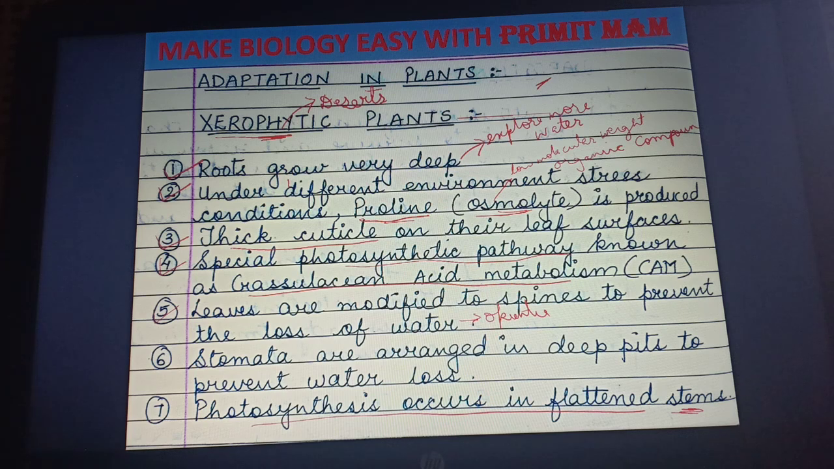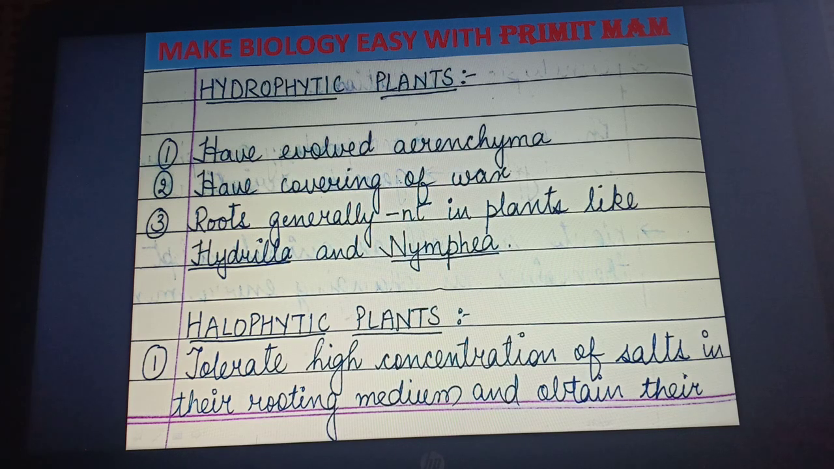And the last adaptation observed in xerophytic plants is that stomata are arranged in deep pits to prevent water loss. Pits means gadde. So the stomata are arranged in deep pits so that there is less water loss from the plants. Now let us see the next slide. That is about adaptations in hydrophytic plants.